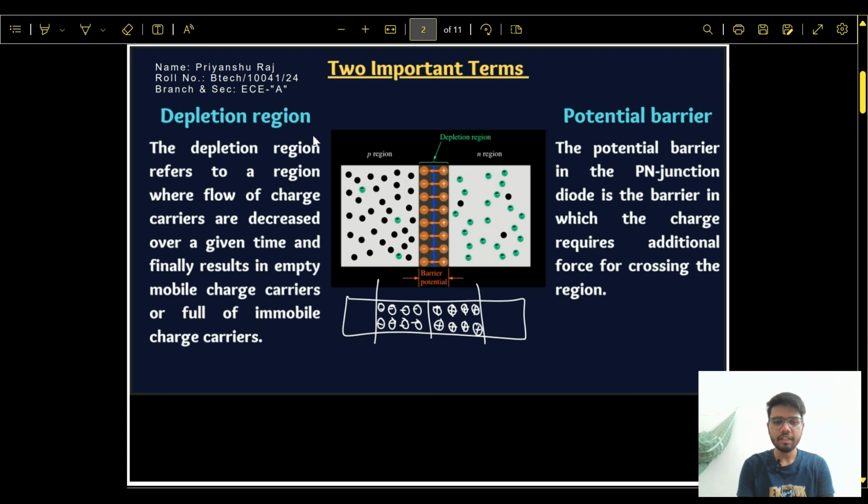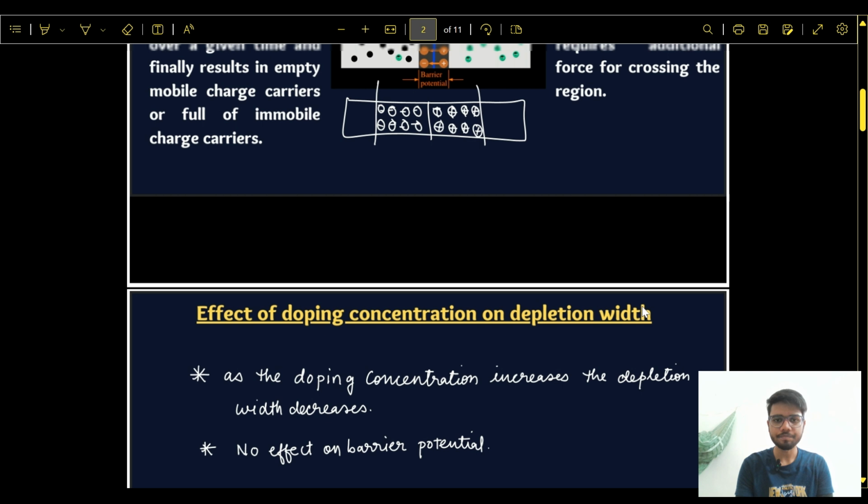So we have two important terms, depletion region and potential barrier. What is the depletion region? Basically, the depletion region refers to a region where the flow of charge carriers is decreased over a given time and finally results in empty of mobile charge carriers, or full of immobile charge carriers. Whereas the potential barrier in the PN junction diode is the barrier which the charge requires additional force to cross, the region.